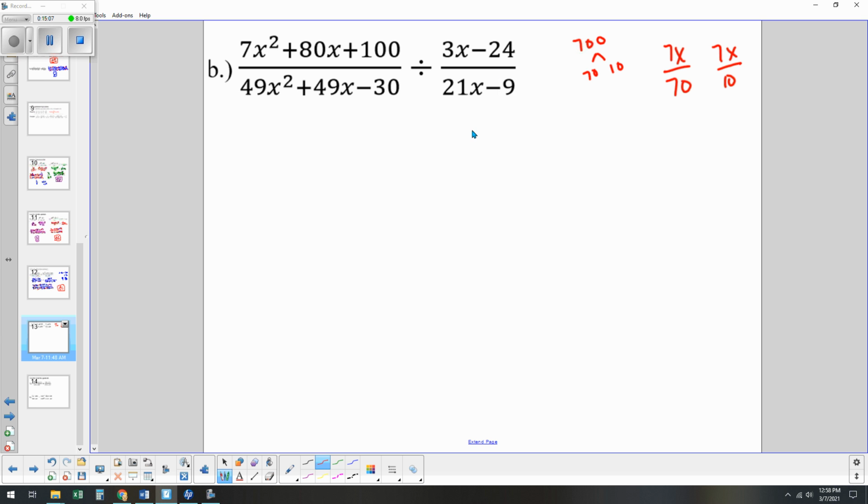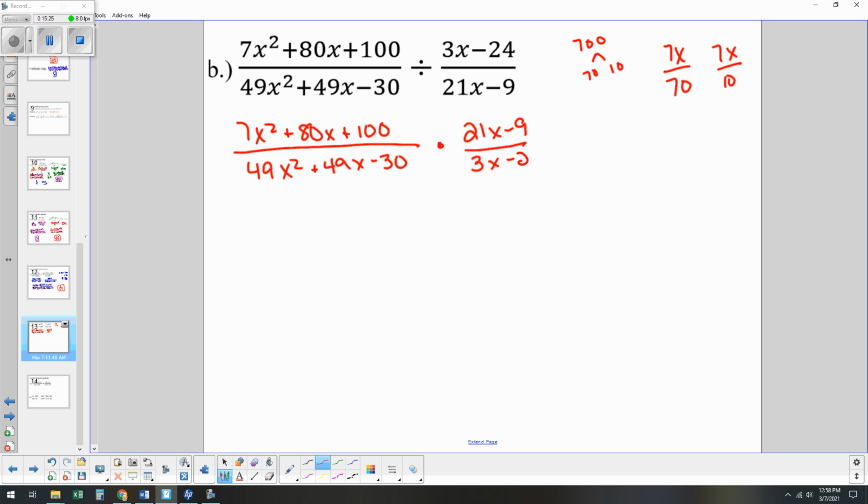Oh, we forgot to flip this first. Sorry, guys. Let me rewrite it first. Got so distracted by that 100 there. Okay. So now, when I'm rewriting the top here, 7x over 70 we said divides by 7, so it's x over 10, x plus 10, and 7x over 10 does not reduce, so it's going to stay 7x plus 10.